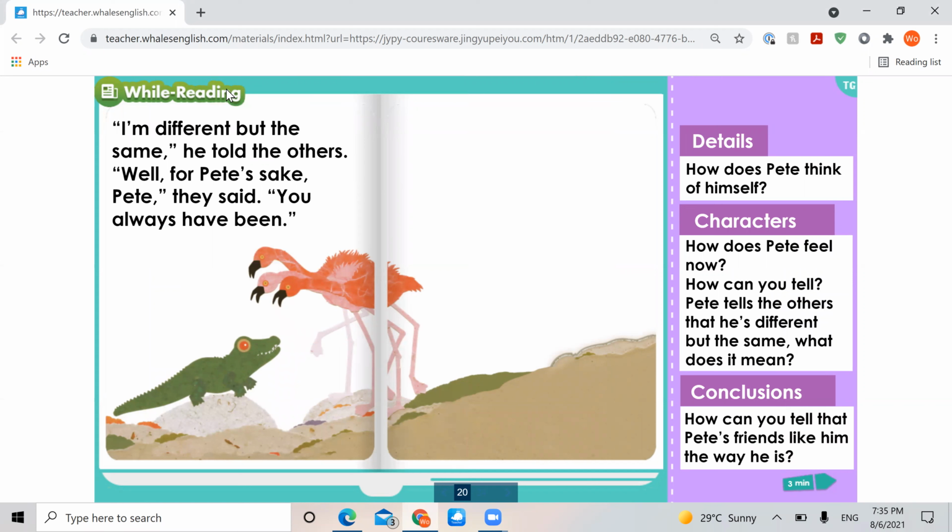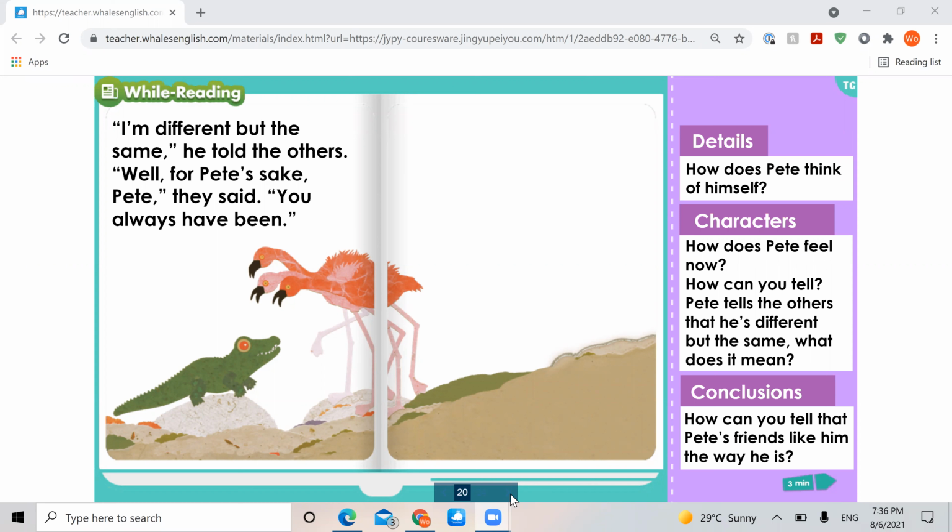"I'm different, but the same," he told the others. "Well, for Pete's sake, Pete," they said, "you always have been." Right. So, how does Pete feel now? He does look very happy. What does he mean when he tells them he's different but the same? That's right. You can look different, but like the same things.